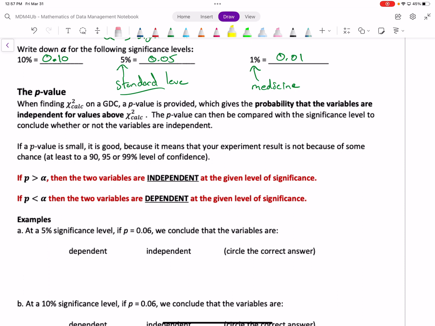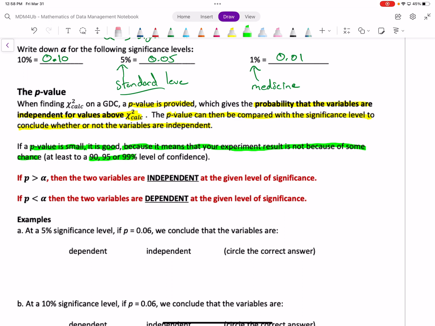P, and definitely highlight this, p-value is provided, which gives the probability that the variables are independent for values above whatever the chi-squared value is. The p-value can then be compared with the significance level to conclude whether or not the variables are independent. Sounds complex, but ultimately you're going to come down to this. If the p-value is small, it's probably good. It means that your experiment result is not because of some chance, or at least on a 90, 95, or 99% level of confidence.